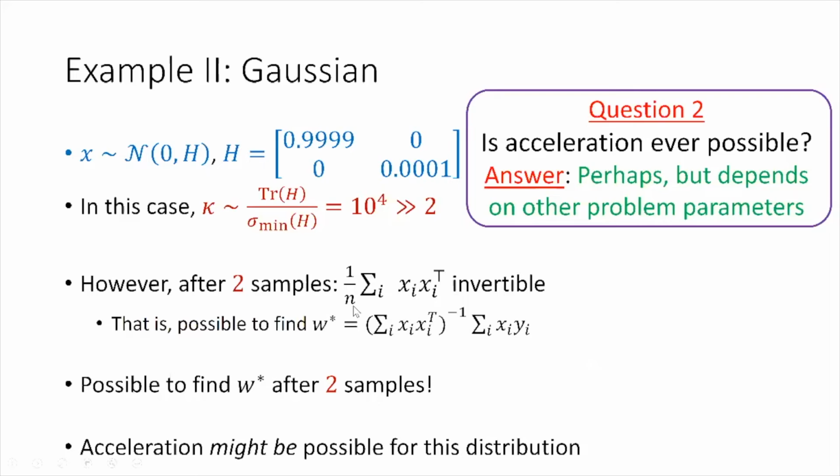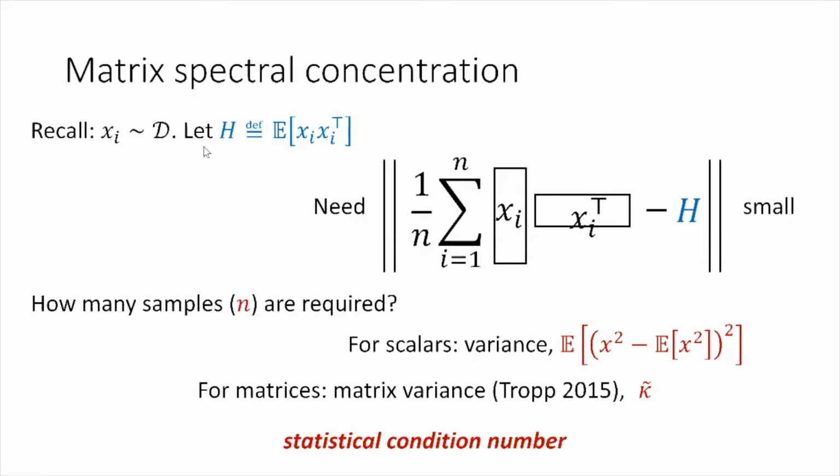much better. We have much better spectral concentration of the empirical covariance matrix to the true covariance matrix as compared to the previous example. And one of the key quantities that tells us how fast this spectral concentration happens is called matrix variance. Okay, so let me be a bit more concrete.